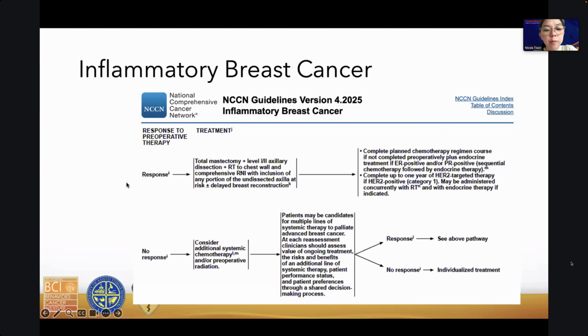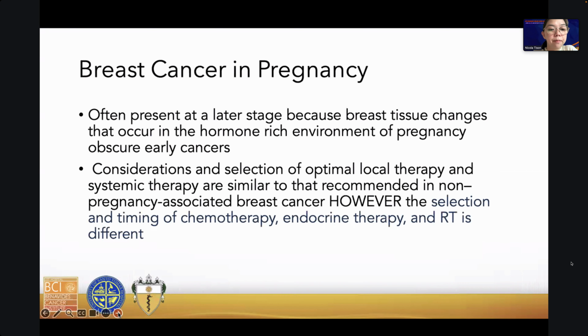If they have response to pre-op systemic therapy, we do our surgery and radiation therapy. If they're HER2 positive, we complete their targeted therapy. If they're ER positive, we give them endocrine therapy. If there's no response, we consider additional chemo or pre-op RT prior to going for surgery.